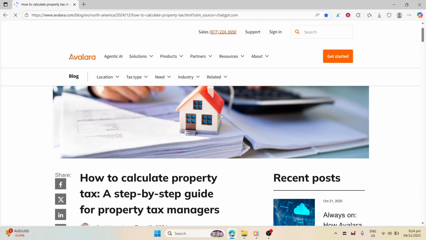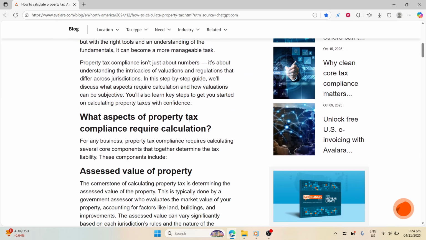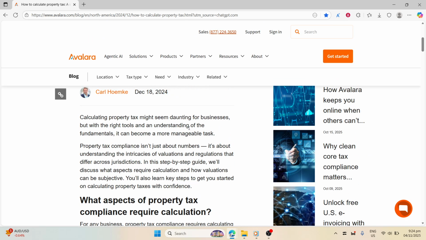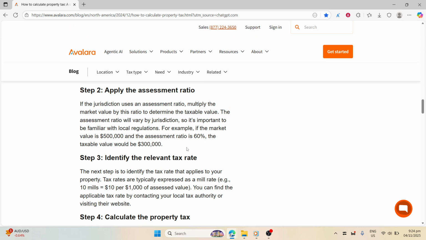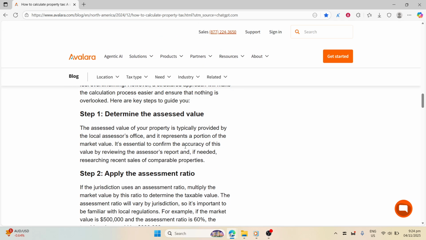In today's video, I'm going to teach you how to compute real property tax in the USA. Understanding how property taxes are calculated can help you manage your finances better and ensure you're not paying more than you should. Let's break this down step by step to make it as clear and straightforward as possible.